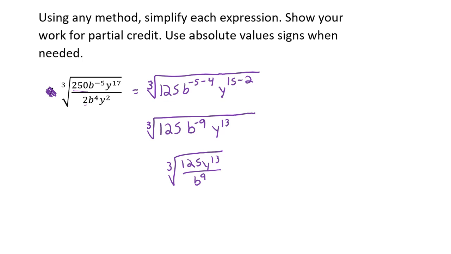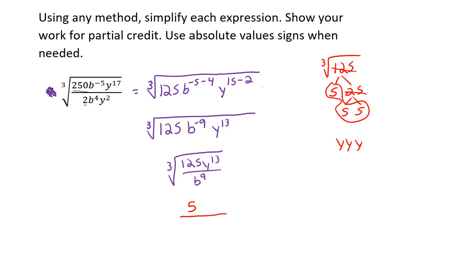Now I'm going to simplify the numerator and denominator. So we have the cube root of 125. That's 5 times 25, and 25 is 5 times 5. So we have 3 5s, and so we will end up having a 5 outside of the radical in the numerator. We then have 13 y's, 1, 2, 3, 6, 9, 12, 13. 1, 2, 3, 4. So 4 y's, y to the 4th will go outside for 4 circles. And then we're going to have the third root of y.